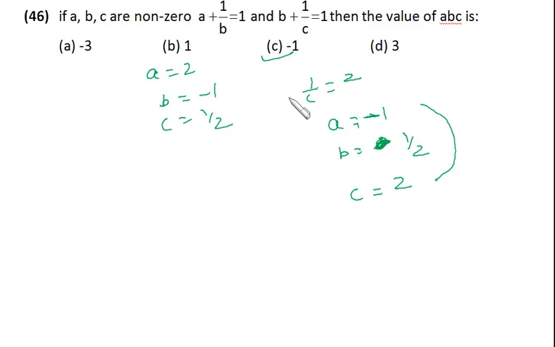Right, so this sort of problem becomes very simple if you assume the value of a variable. Otherwise, by any other method, if you just keep on taking LCM and then cross multiplication, the problem will become more tedious, right? So this is the easiest way, and your answer is minus 1.